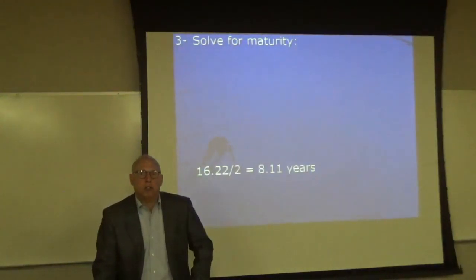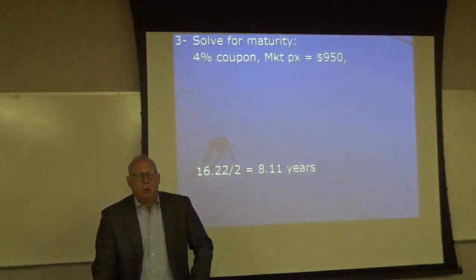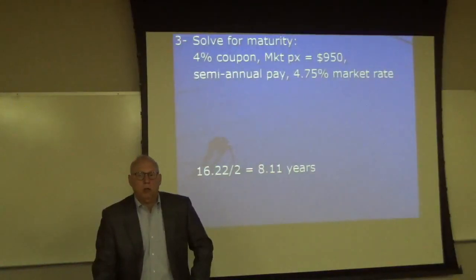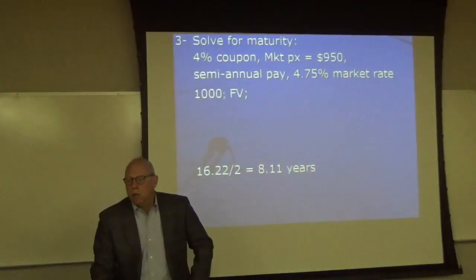Let's solve for maturity, which is N. So we have a 4% coupon bond. The market price is $950, so the bond's trading at a discount, which means the coupon rate is below the market rate. The market rate has risen. So it's semi-annual pay. 4.75 is our market rate. Our coupon rate is going to be below that. Let's watch it. Oh yeah, it's 4%.